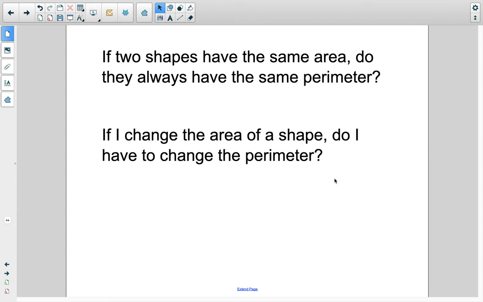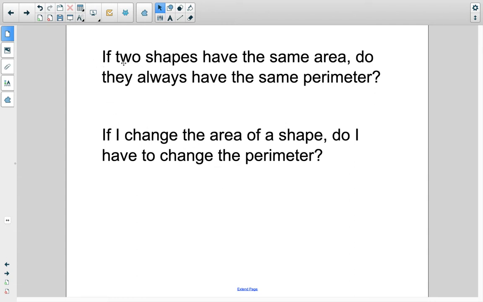So I want you to think about those two questions for a second, because it might seem pretty obvious that if you change the area, you're changing the perimeter. But can you change the area without changing the perimeter?